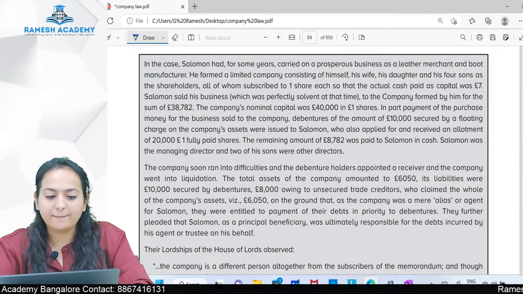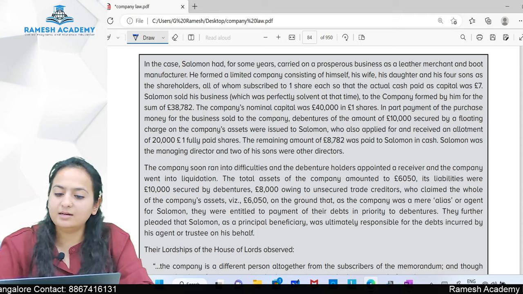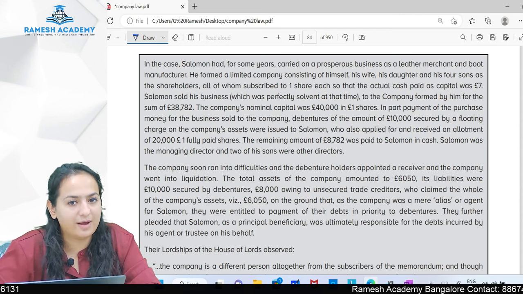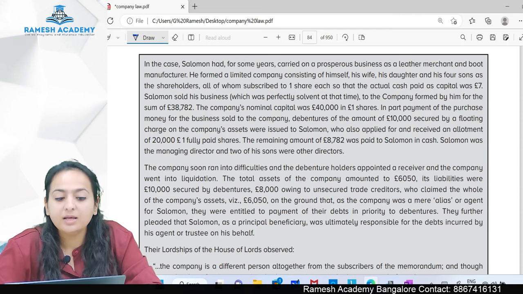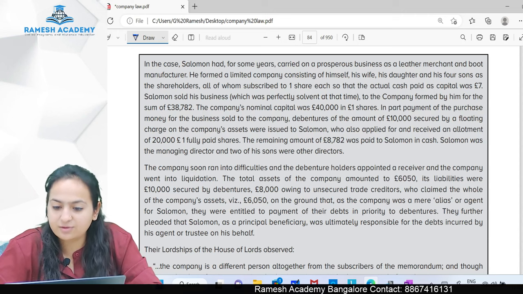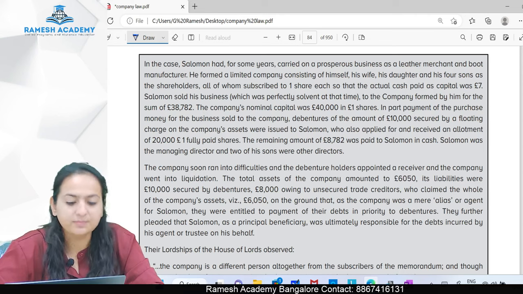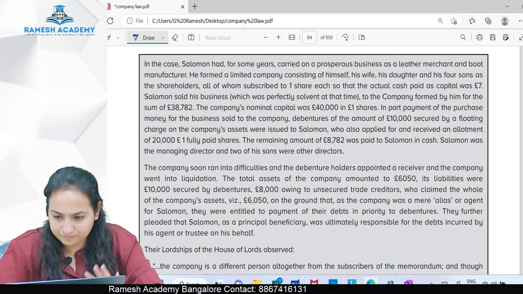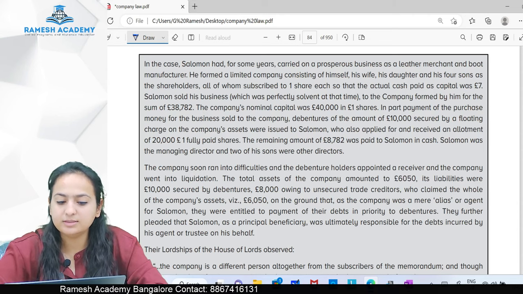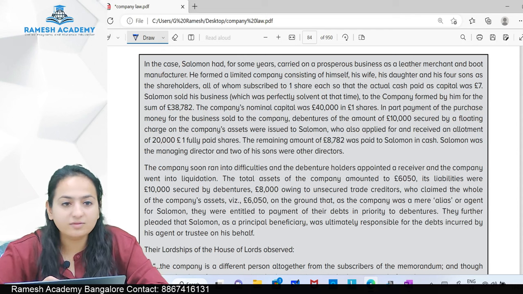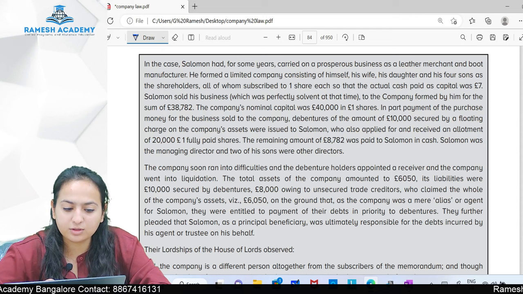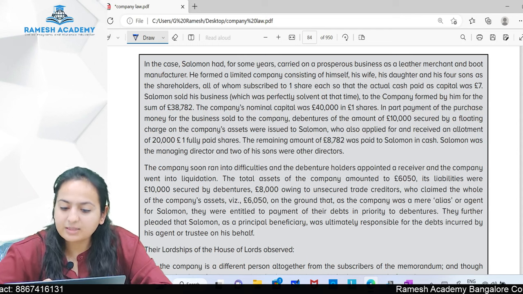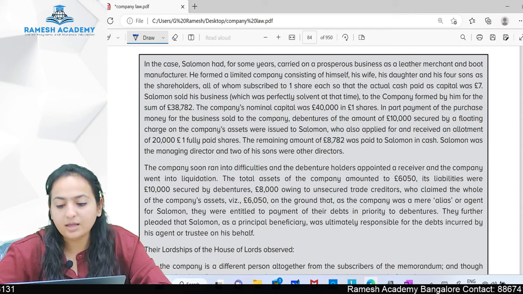In this case, what happened? Salomon had for some years carried on a prosperous business as a leather merchant and boot manufacturer. He was a manufacturer of what? Boots and leather. He formed a limited company consisting of himself, his wife, daughter, and four sons, all shareholders. All of them subscribed one share each, so the actual cash paid as capital was what? £7. Salomon sold his business, which was perfectly solvent at that time, to the company formed by him for the sum of £38,782. The company's nominal capital was £40,000 in £1 shares.